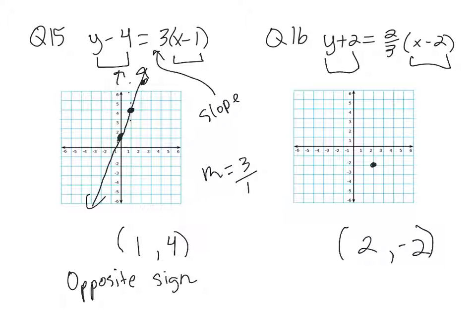And then I'm going to use slope. My slope, again, is in front of x. And it is 2/3. So I'm going to go up 2, to the right 3. Again, I could have instead gone down 2 and then to the left 3 as well. Those are both going to be on part of the same line.